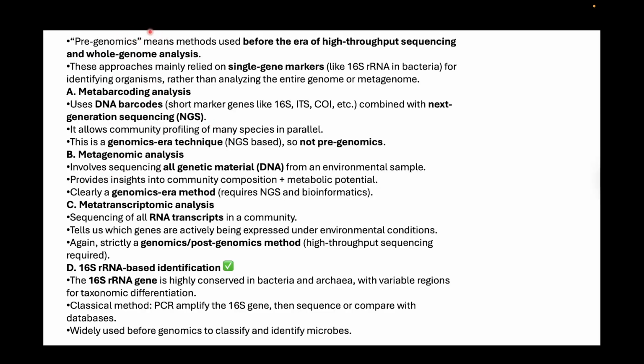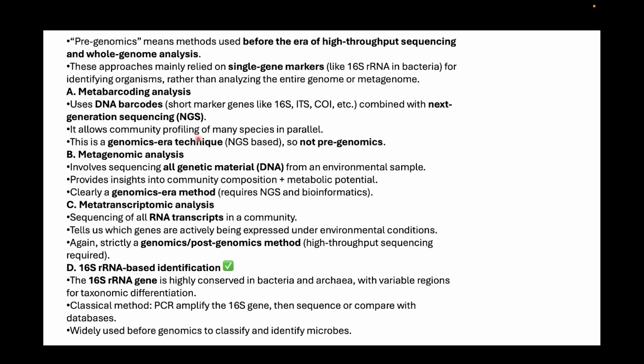Meta barcoding analysis used DNA barcodes like 16S and ITS combined with next generation sequencing. It allows for community profiling of many species in parallel. You can tell what the species are and which community they belong to in parallel. But this is obviously after the pre-genomic era, in the next generation sequencing era. Metagenomic analysis involves sequencing all the genetic material from an environmental sample, whole metagenome analysis. Clearly a genomics era method, but it provides an insight into the community composition plus the metabolic potential of the community.